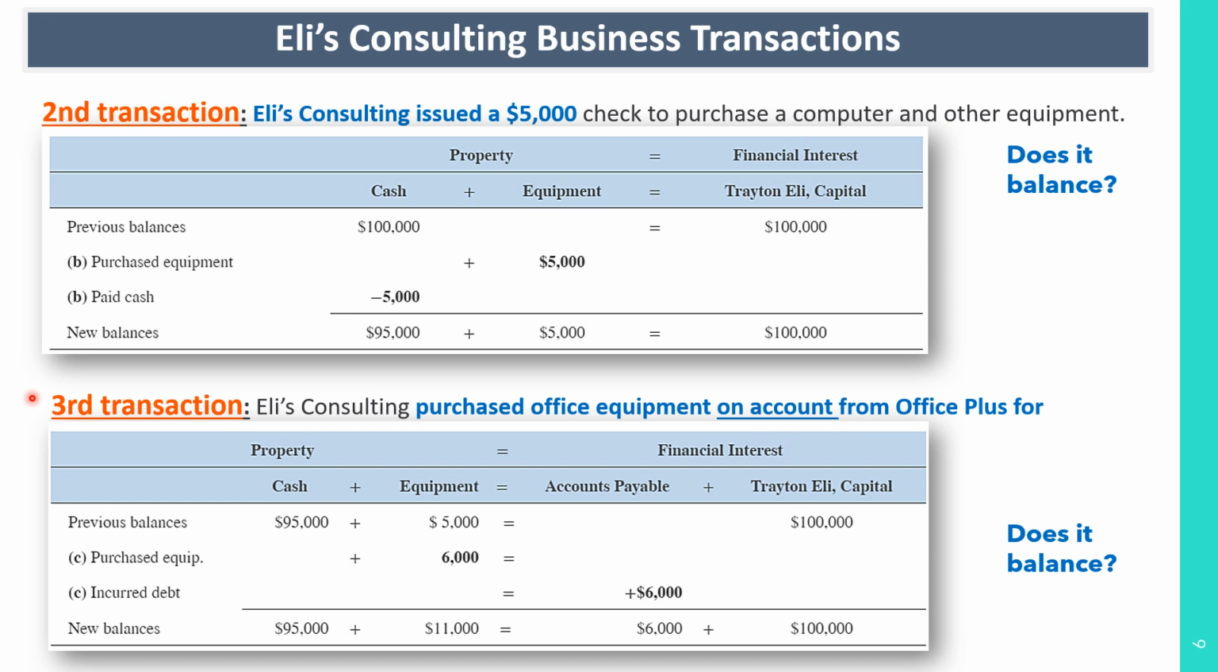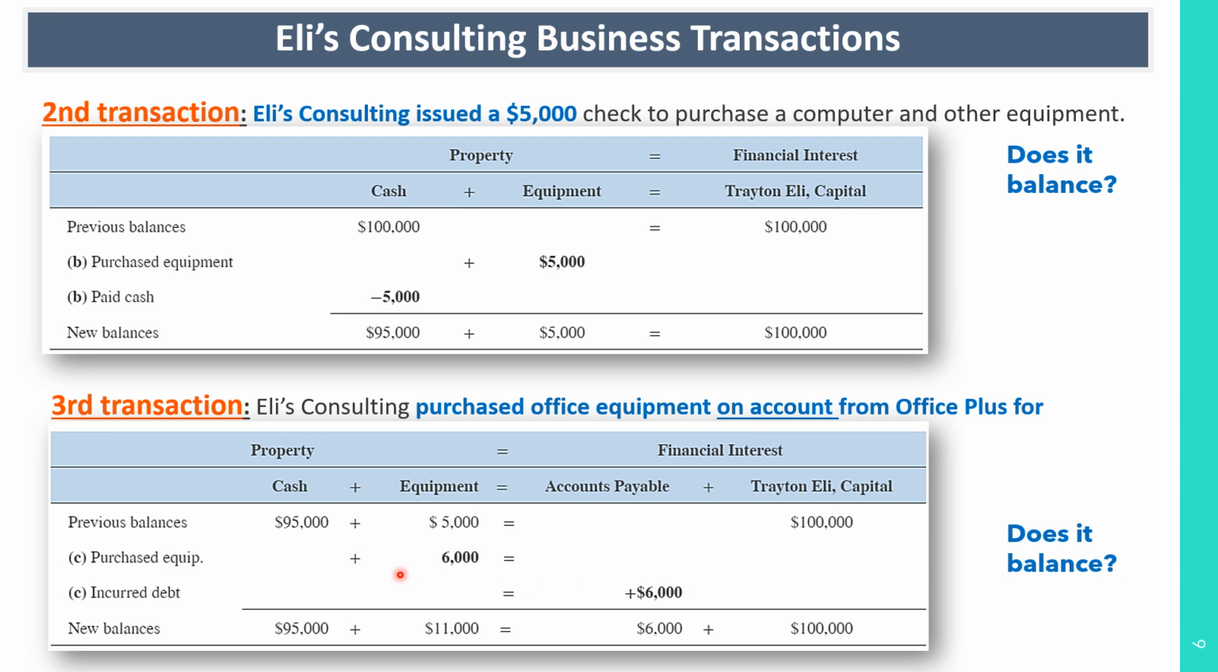Let's analyze the transaction. Eli's Consulting purchased new property equipment for $6,000, which means that the property side of the equation increased. That's part one of the analysis. Let's look at part two. Eli's Consulting now owes $6,000 to Office Plus, which means that the financial interest side of the equation increased. We'll add another category for accounts payable on the financial interest side and write plus $6,000 in the accounts payable column and write plus $6,000 in the equipment column.